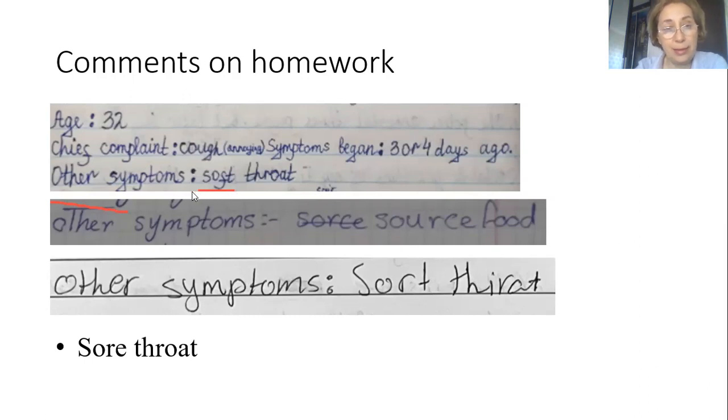I can understand if, for example, one student writes soft throat, so something wrong with the throat of this person. But for example, there were such phrases as source food. Well, of course, it's wrong. It's a mistake. So if you are not sure about the spelling of some term, please consult the dictionary. So you had enough time to do this. So as you can see, the right spelling of the symptom is sore throat. It should be like this.